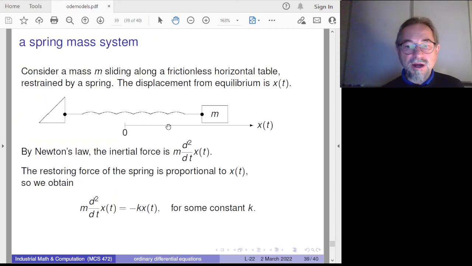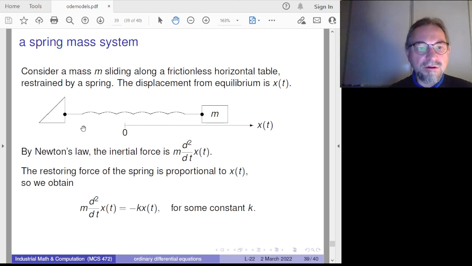Alright, here is then our other example. I will return to this example in the next lecture. It turns out that this leads to an equation that is very, very similar to the pendulum problem. So what do we have? We have here a fixed object.